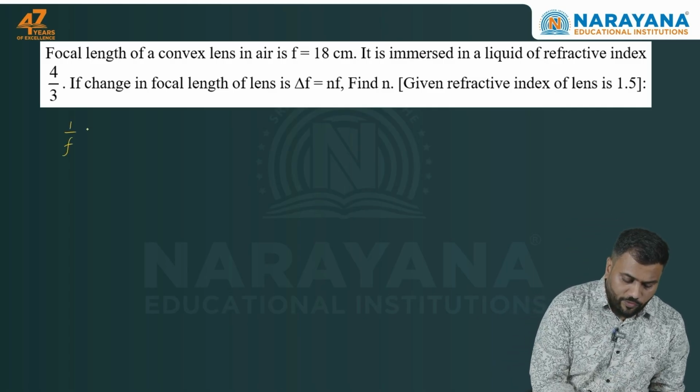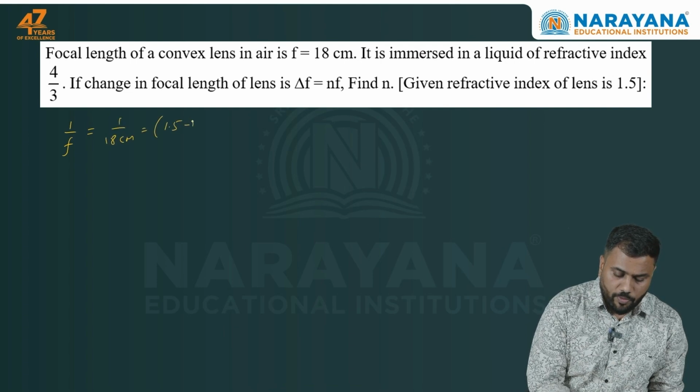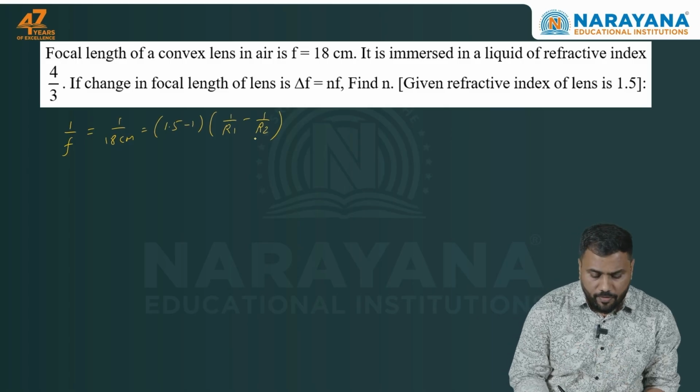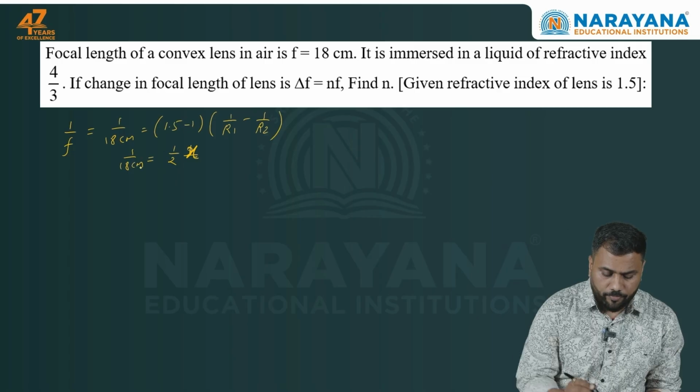So the lens focal length 1 by f, which is given as 1 by 18 centimeter, should be mu of the lens, which is 1.5 minus 1, into 1 upon r1 minus 1 by r2. For the time being, let's say this 1 by r1 minus 1 by r2 term is x. So 1.5 minus 1 is 1 by 2, into x, is equal to 1 by 18 centimeter.